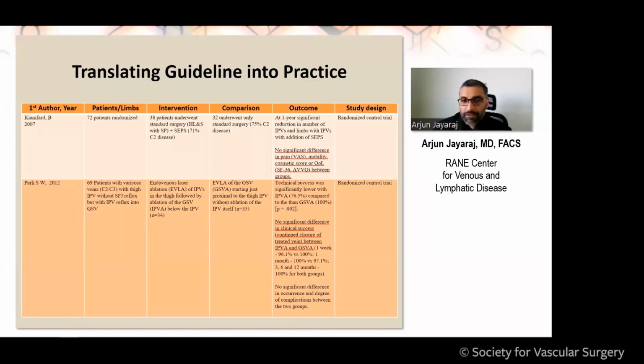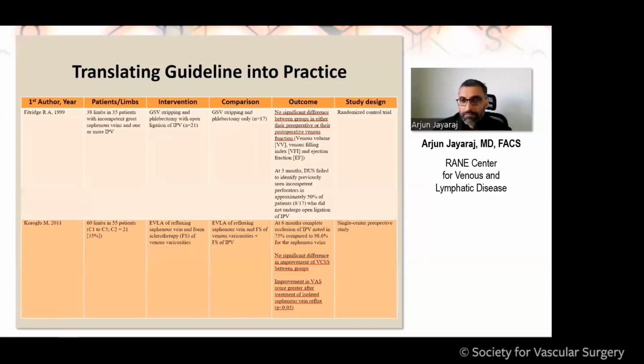A second randomized trial actually compared endovenous laser ablation of incompetent perforator vein in the thigh, followed by ablation of the great saphenous vein below the entry point of the incompetent perforator vein, with just endovenous laser ablation of the entire great saphenous vein starting above the incompetent perforator vein. And they found that there was no significant difference in clinical success between the two groups at 3 months, 6 months, or at 12 months.